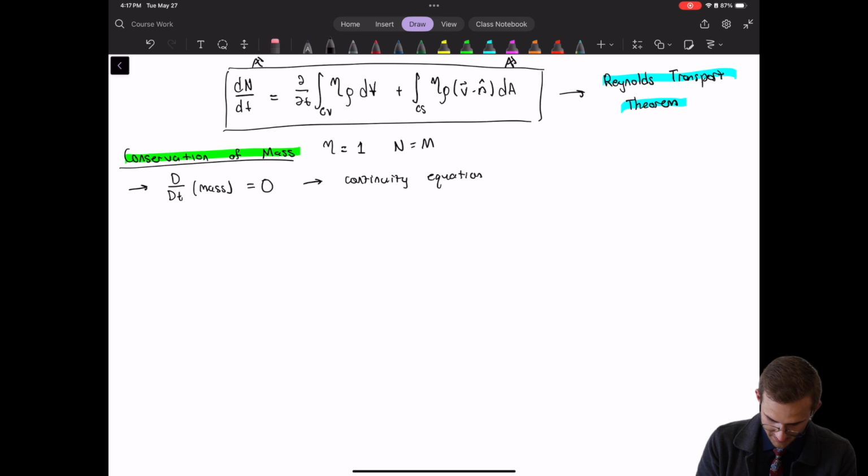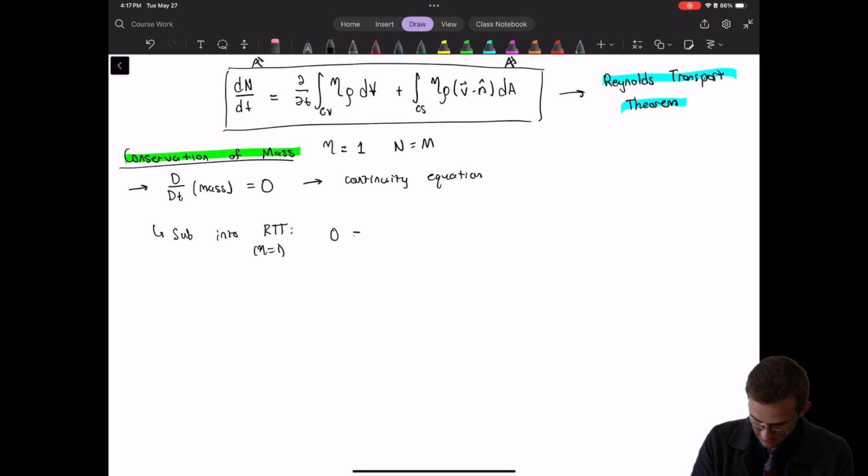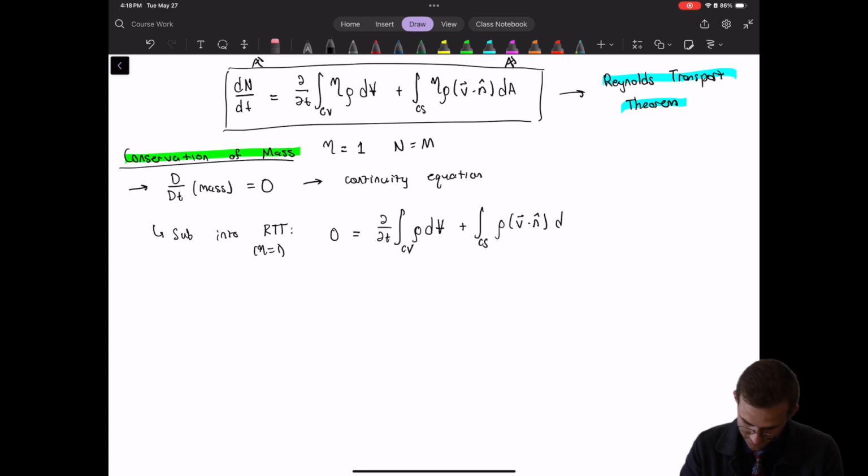If we sub this into the Reynolds Transport Theorem, letting eta equal 1 for this case, then you end up with 0 is equal to d by dt of the integral over the CV, or your control volume, of rho dV, because eta is equal to 1, plus the integral over the control surface of rho times v dot n hat dA. Okay?